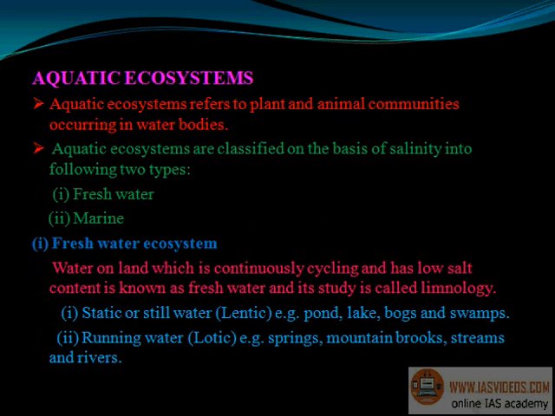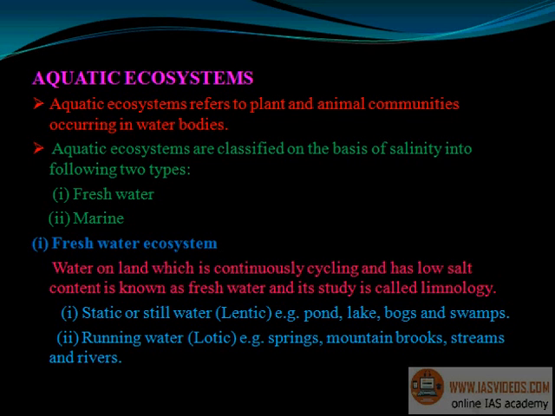Aquatic ecosystems. Aquatic ecosystems refers to plant and animal communities occurring in water bodies. Aquatic ecosystems are classified on the basis of salinity into following two types: freshwater, marine. 1. Freshwater ecosystem. Water on land which is continuously cycling and has low salt content is known as freshwater, and its study is called limnology.